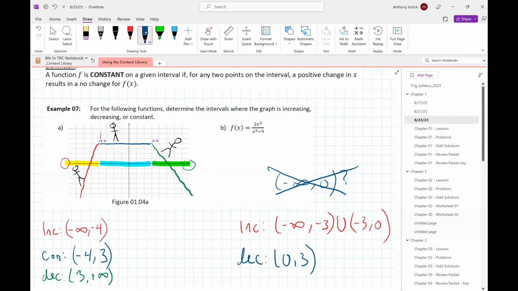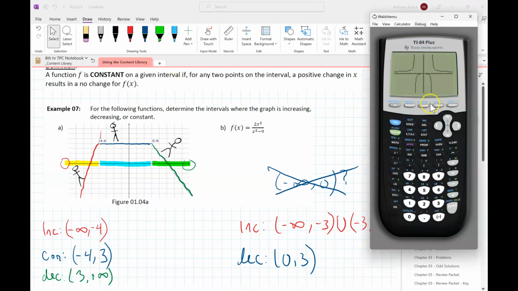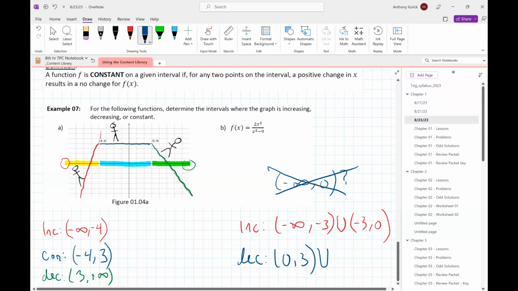So again, we start at x equals 0. We end at x equals 3. Now we'll move up to here, and we'll continue walking. Oh, we're going downhill again, starting at 3, and going downhill all the way to the right. So that's going to be, I start a new interval, so I need that union. But I'm starting at 3 and going all the way to the right, so +∞.